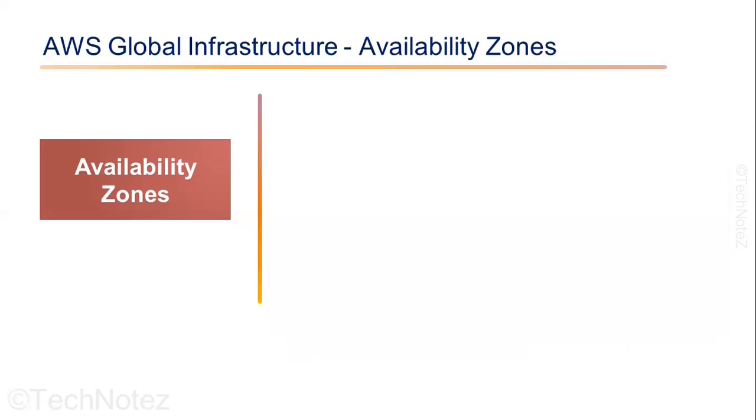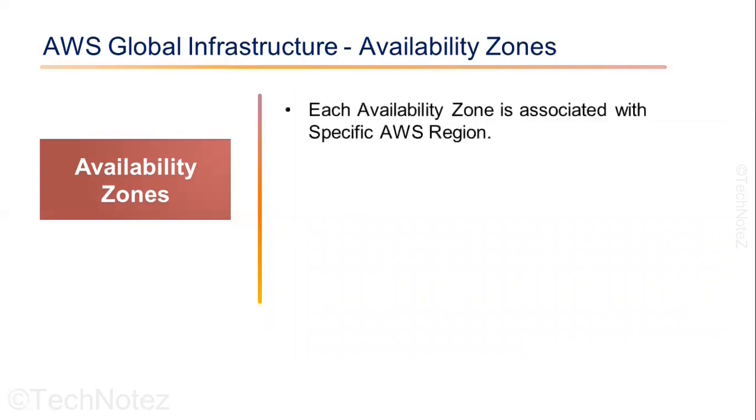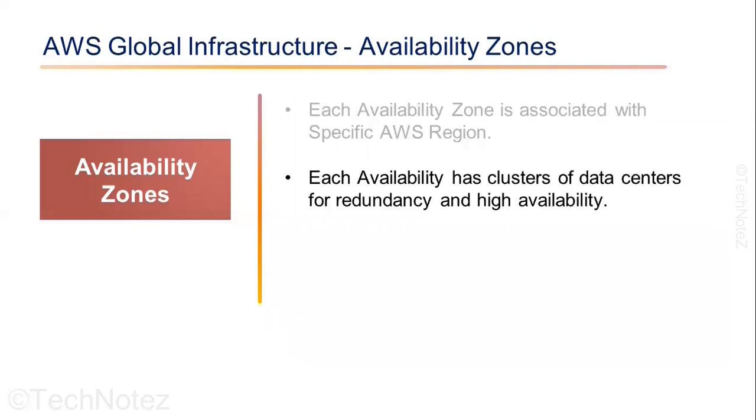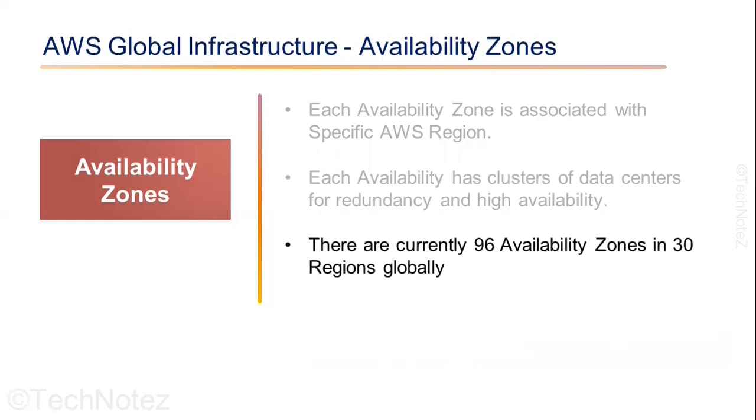It is important to note that each availability zone is associated with a specific AWS region. An availability zone is a cluster of data centers within a region with redundant power, networking, and connectivity to enable the high availability of your application. There are currently 96 availability zones globally in 30 regions.